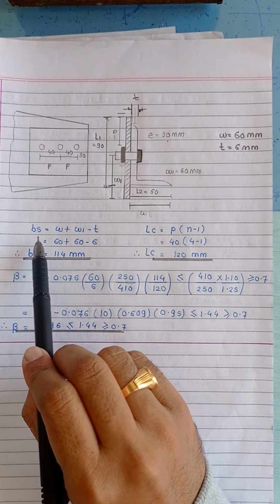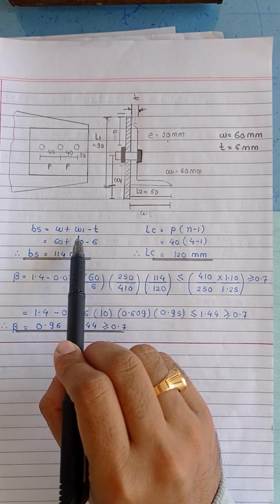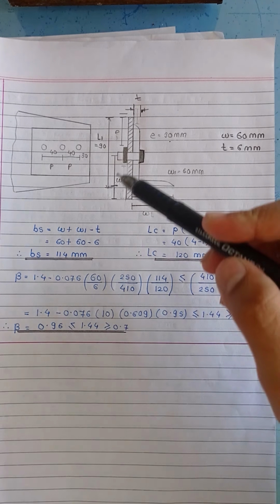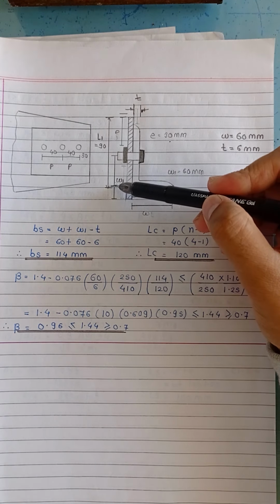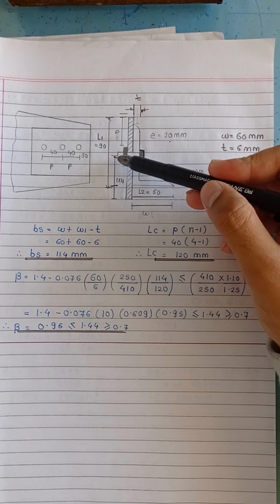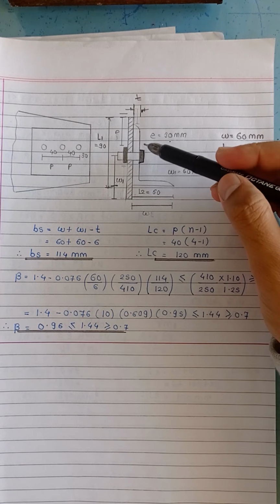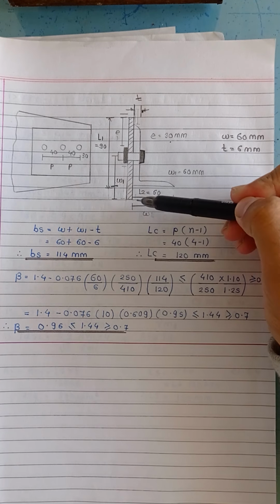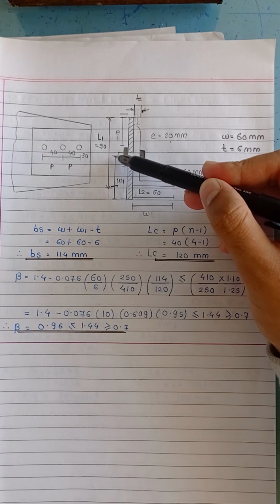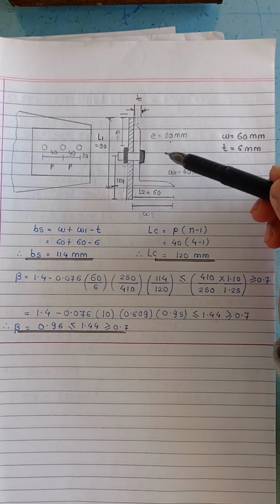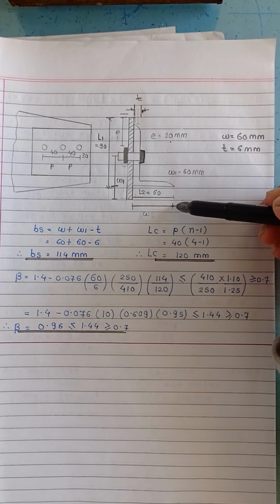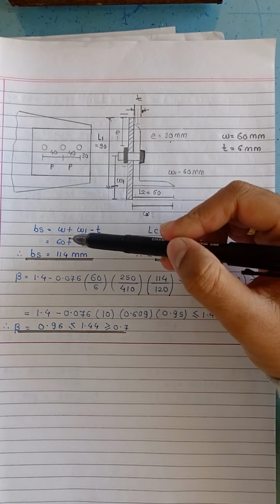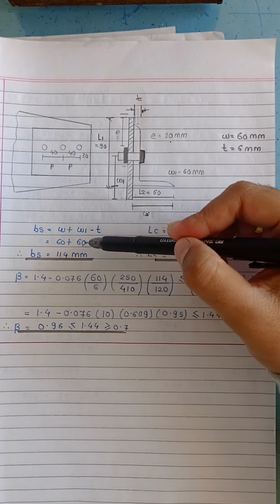We require the formula for BS. BS is equal to W plus W1 minus T. W is the length of the unconnected leg. W1 is the distance from the bottom of the angle up to the center of the bolt, and T is the thickness of the angle. So thickness of angle is 6 mm. W1, that is the distance from the bottom of the angle to the center of the bolt, is 60 mm. And the length of the unconnected leg, that is W, is equal to 60 mm. So our BS is equal to 60 plus 60 minus 6.